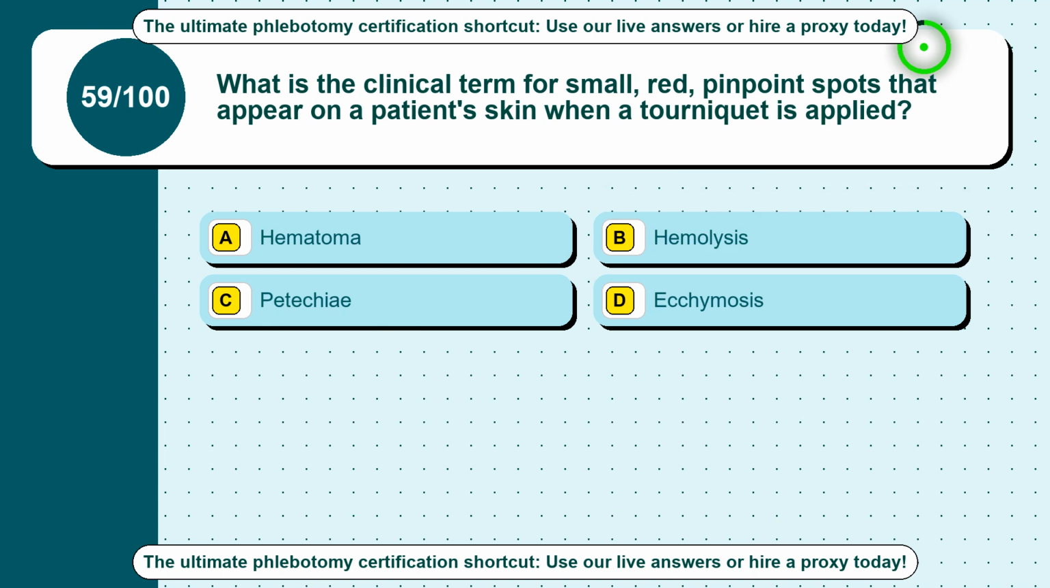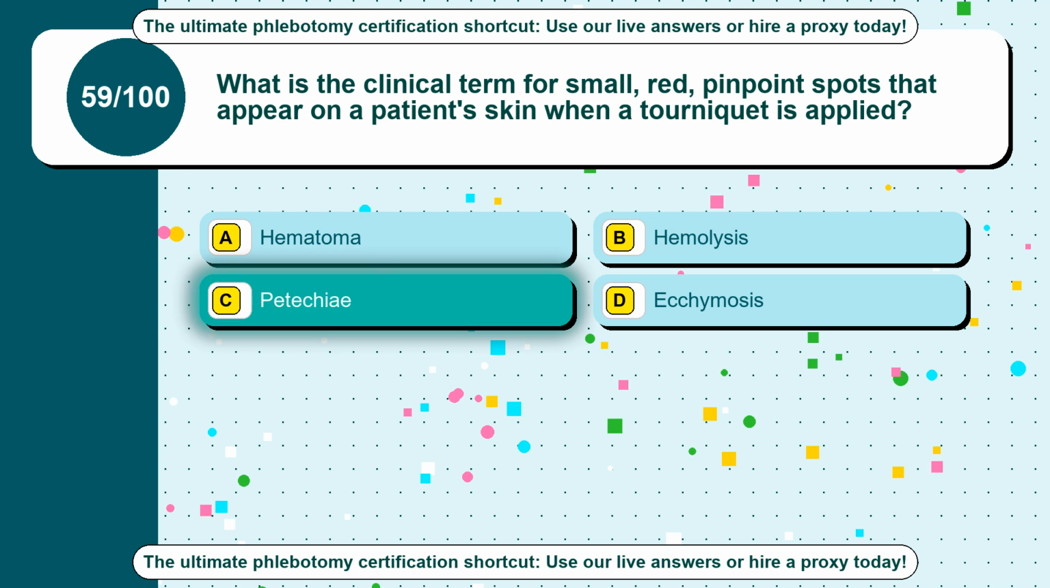Question 59. What is the clinical term for small, red, pinpoint spots that appear on a patient's skin when a tourniquet is applied? Option A, hematoma. Option B, hemolysis. Option C, petechia. Option D, ichthyosis. The correct answer is option C, petechia.